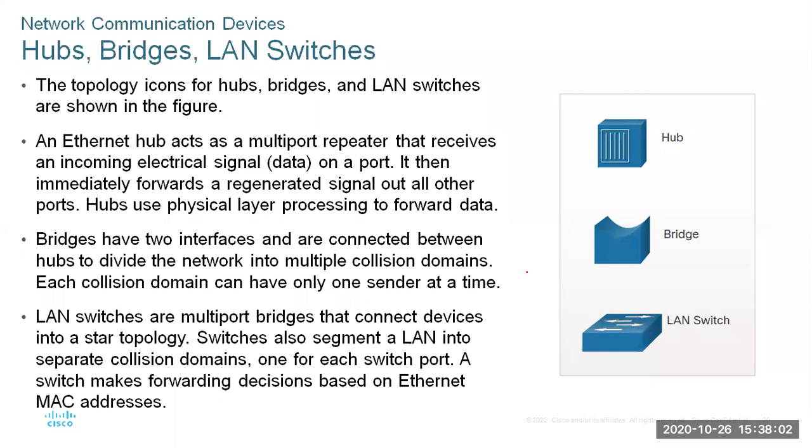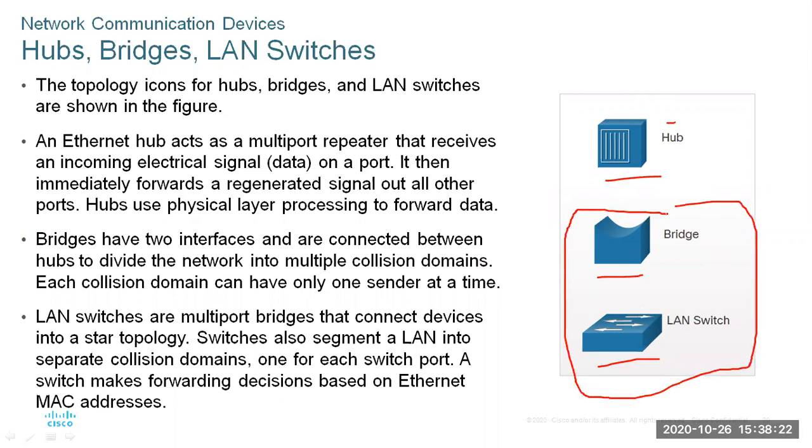Intermediary devices, we said, are devices that control the flow of traffic or enhance how it moves around. We have something like a hub, a bridge, and a switch. These are basically layer 2 devices; the hub is more like layer 1. The Ethernet hub acts as a multi-port repeater that receives incoming electrical signals, re-amplifies them, and sends them out.